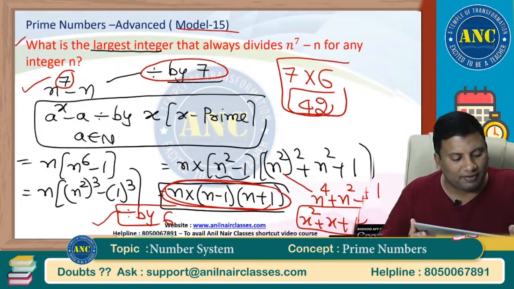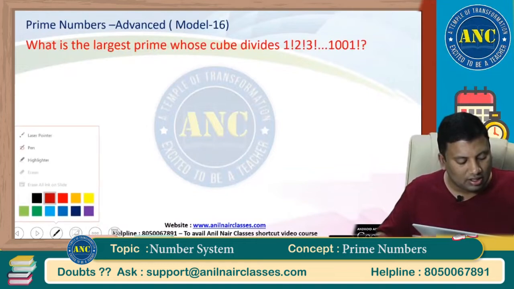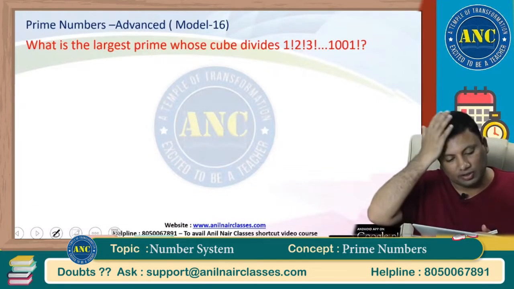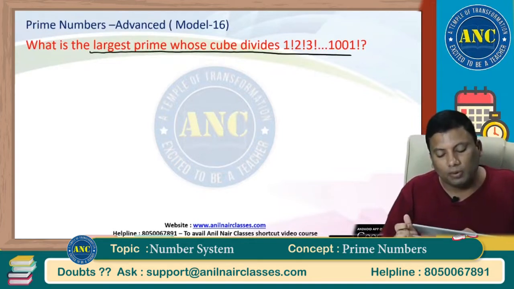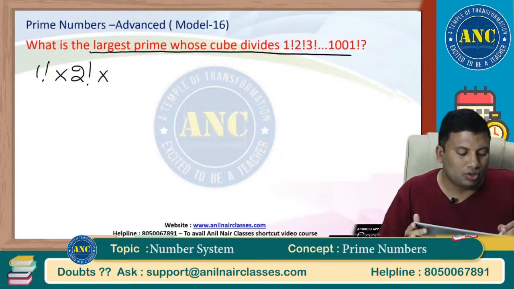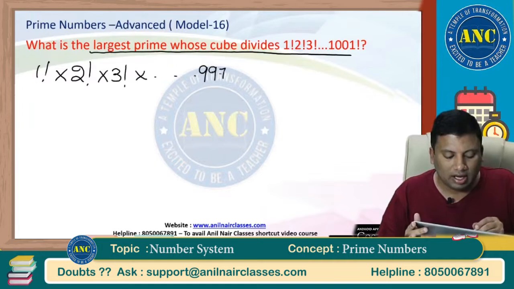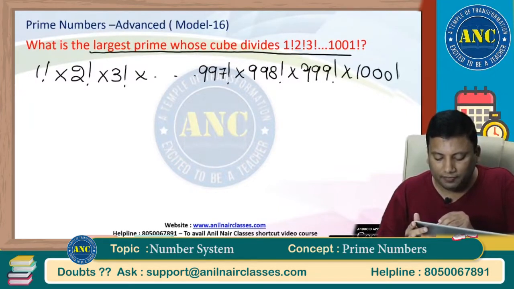Model number 15. Right after the class is over, please sit and watch the entire class. Another good question. What is the largest prime number whose cube divides the product 1 factorial into 2 factorial into 3 factorial and so on, up to 997 factorial, 998 factorial, 999 factorial, 1000 factorial and 1001 factorial?